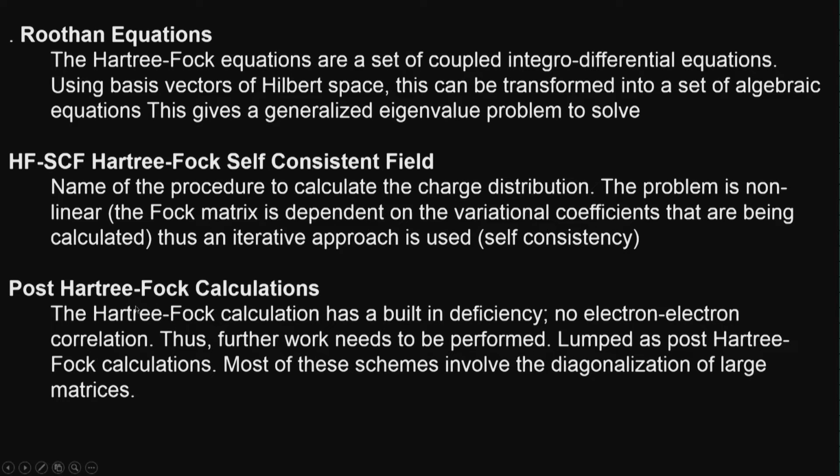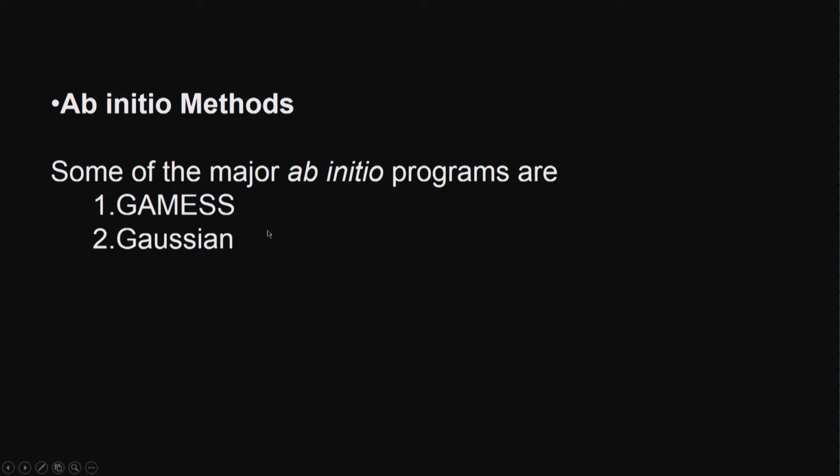Then we have the post Hartree-Fock calculations. So, the Hartree-Fock calculation has a built-in deficiency, no electron-electron correlation, thus further work needs to be performed. So, lumped as post Hartree-Fock calculations, most of the schemes involve the diagonalization of large matrix. So many different types of approximations are done to make it easier for you. So, the ab initio methods, GAMESS is one software, another one is called the Gaussian. So, if you are planning to use ab initio, these are the two softwares you will come across, GAMESS and the Gaussian.